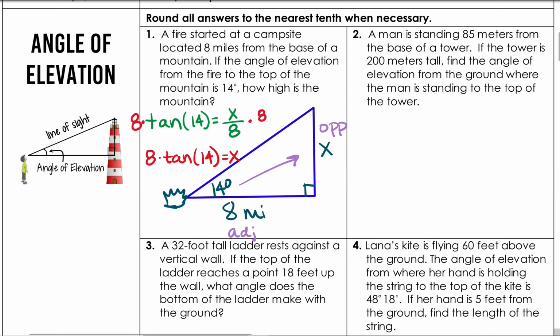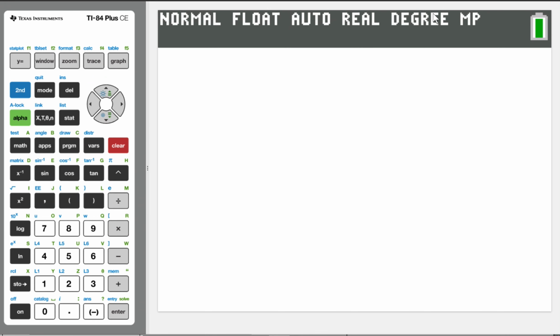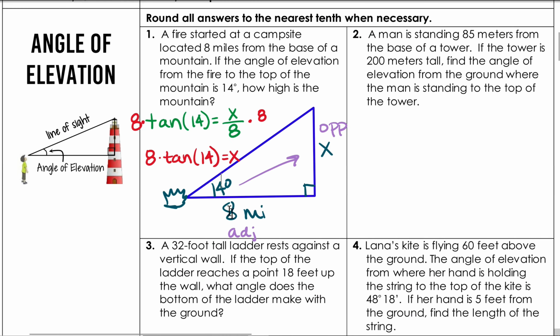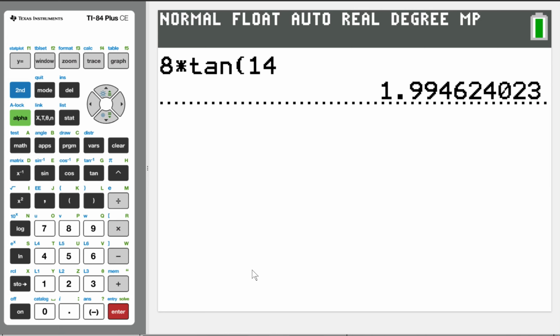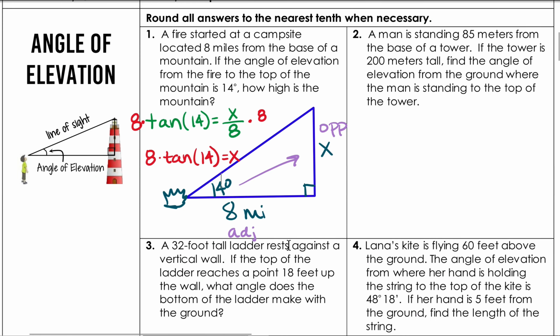So I'll come down here to my calculator. I will make sure that I am in degree mode. You will not need radians. And I will say 8 times tangent. Let me make sure I have my angle right. That is 14 degrees. And there's my answer, 1.99. So we're approximately 2 miles away. So here I can say approximately 2 miles.